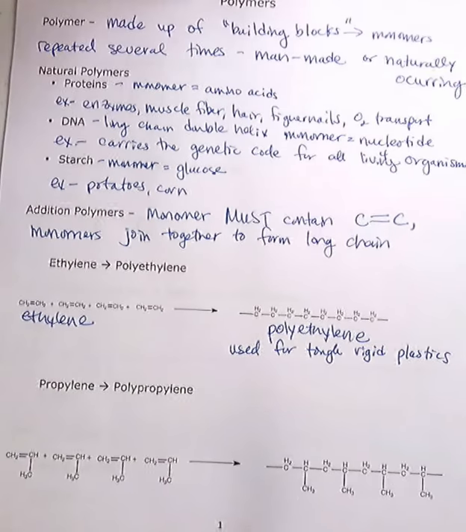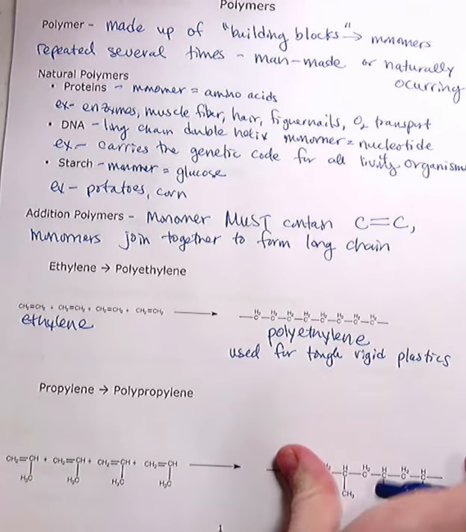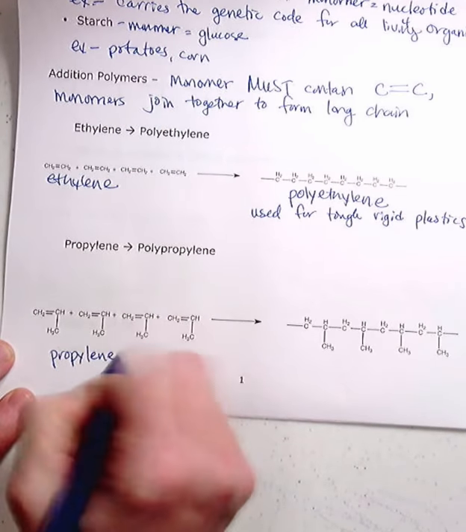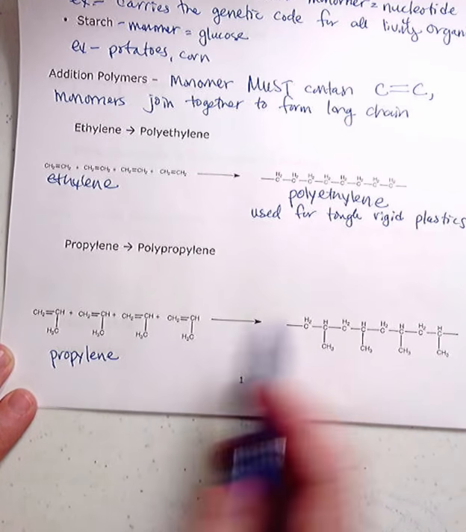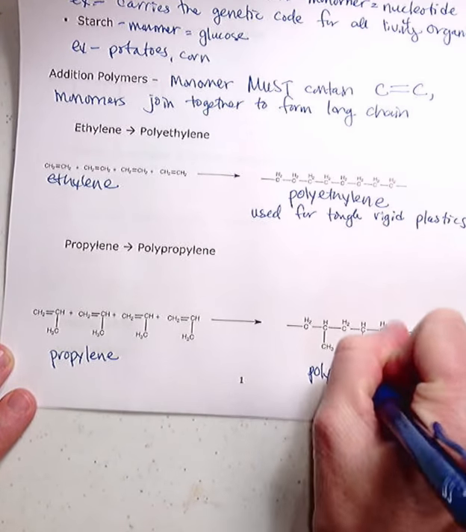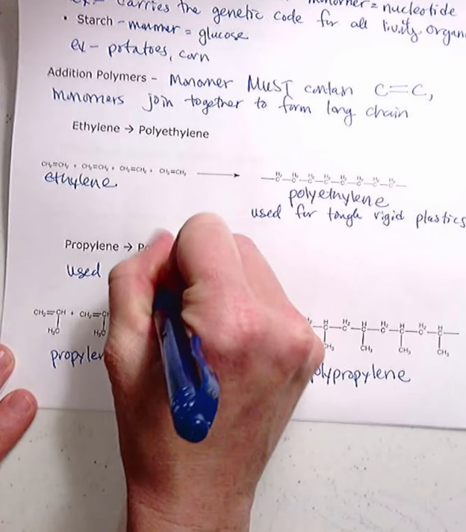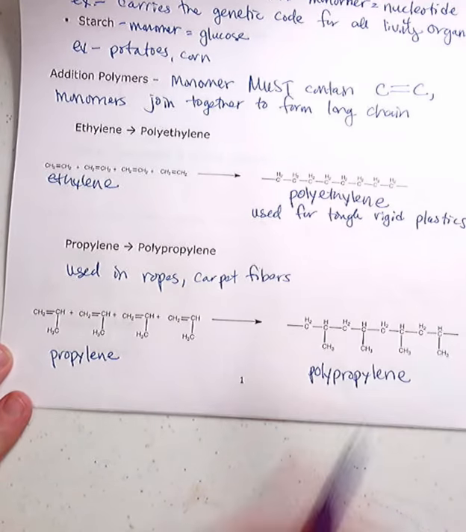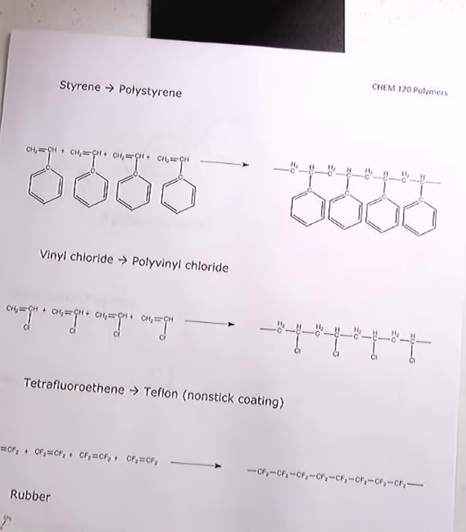Okay. So, here is another class of addition polymers. This is propylene. So right here we have propylene. It's an addition polymer. You know that because it has double bonds. So these all link together to form polypropylene. This is used in ropes and carpet fibers. So you can see the applications of these. Like I said, we have interactions with polymers every day. So if you don't think they're important, think again.